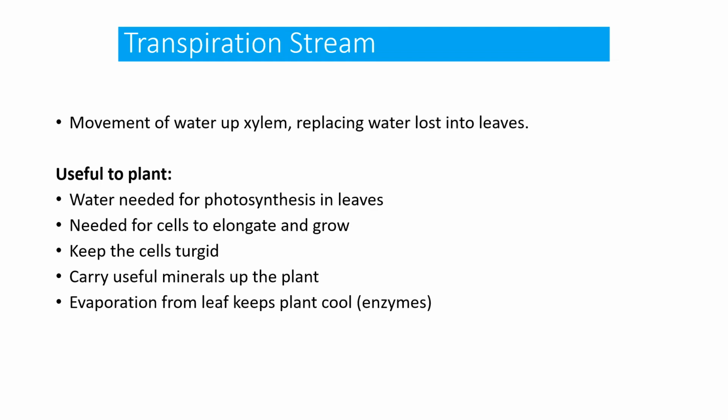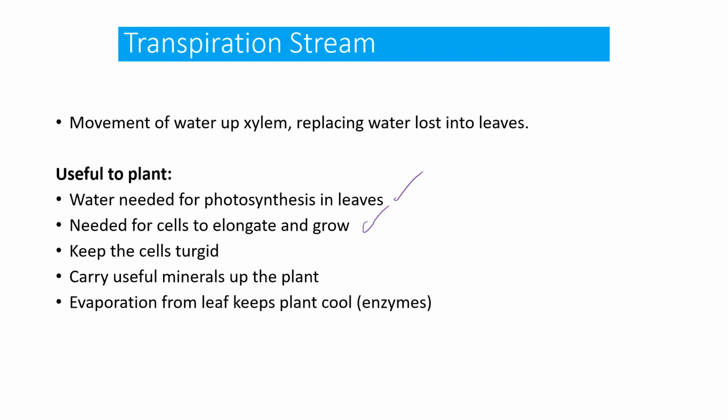So why does the plant do this? Because a lot of people mistakenly think, well, it's just causing water loss. But actually, this is an extremely useful thing for the plant to do. So the plant uses the transpiration stream because it moves water up the xylem. And obviously water is needed to replace the water that is lost. But actually, why is this so important? Well, water is used for lots of key things. So in the leaves, water is used for photosynthesis. It's needed to elongate the plants and grow the cells.